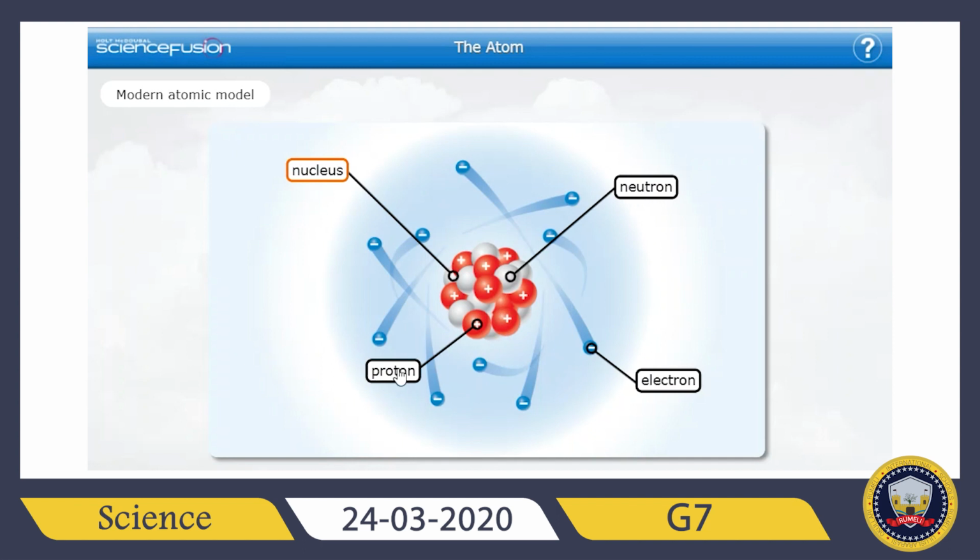And the proton has only positive charge, and it is only found in the nucleus. The atomic number of an atom is basically the number of protons inside the nucleus. The number of protons inside the nucleus defines the type of the atom. If we have 1, 2, 3, 4, 5, 6, 7, 8, 9 protons here, the atomic number of this atom is 9, basically.